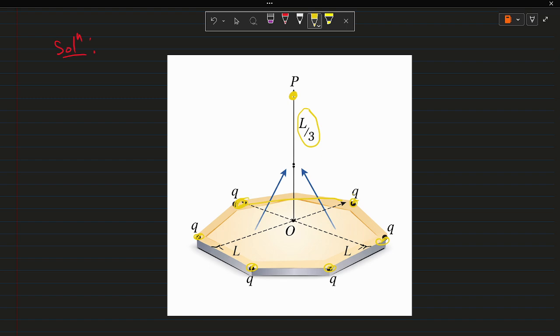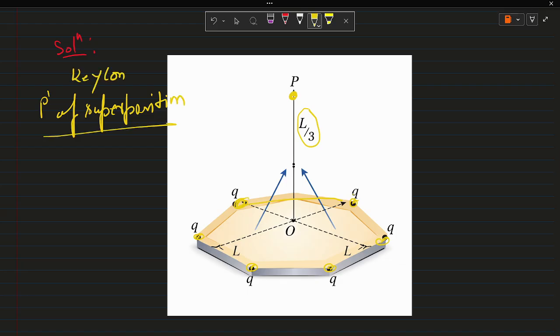So how can you find it? The principle of superposition will work here. So the key concept is the principle of superposition. Here you have to calculate the electric field due to a single charge, and finally do the vector addition of the electric field due to all charges, then you will get the final electric field at the point P.